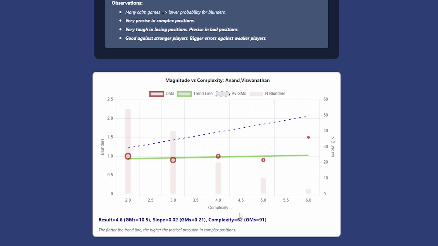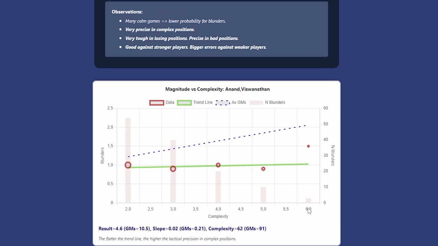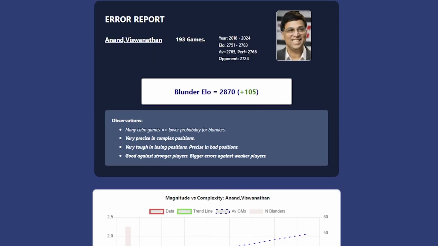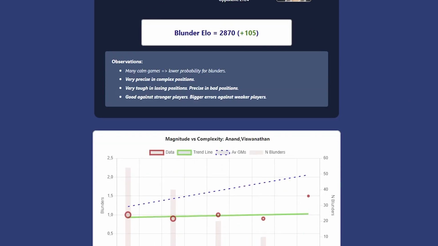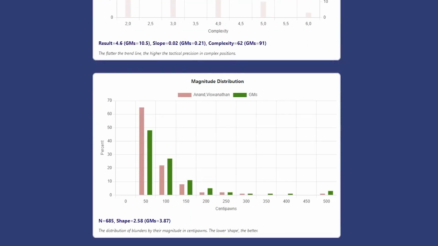Please note that there is a value for complexity given below this graph, and the average value for grandmasters around 2500 is 91. And for Anand's games, we have an average complexity in the last 6 years of 62, which is quite on the low side, also explaining his huge gap to his average Elo. Let's have a look at some more graphs here quickly.